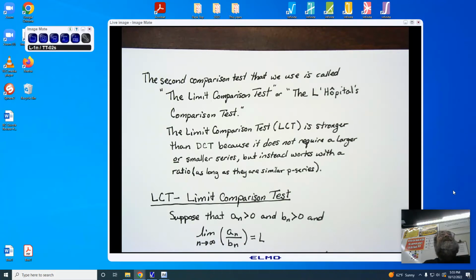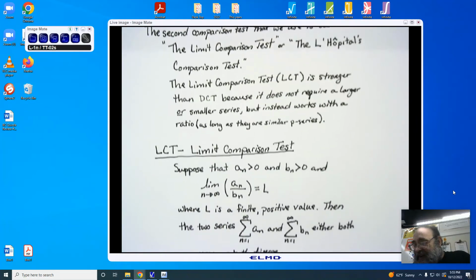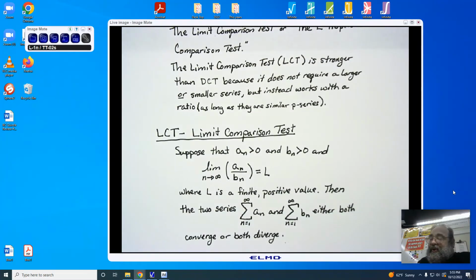So the limit comparison test, also known as LCT, is a stronger test. Let's go to our basic concept. Suppose that we have two series. A sub n is greater than 0 and B sub n is greater than 0. And we end up getting a limit, that is, the limit as n approaches infinity of the ratio of A sub n over B sub n. Then they both must do the same thing. If A sub n diverges, then B sub n will diverge. If A sub n converges, B sub n converges, and vice versa for B sub n to A sub n.